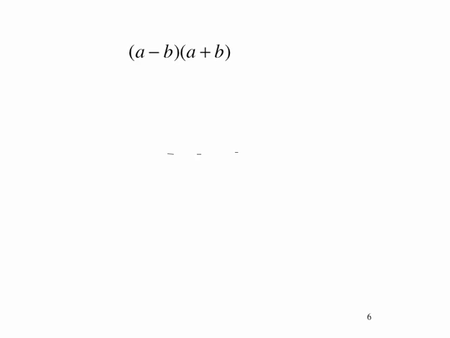The last special pattern we want to look at is when we take a sum and a difference and multiply them together. So in this case, we're taking a minus b, that is the difference between two quantities, and a plus b, the sum of those two quantities, and multiplying them together. What we'll see is that this actually gives us a simpler expression. This is going to multiply out to a squared minus b squared. Let's see how that happens.